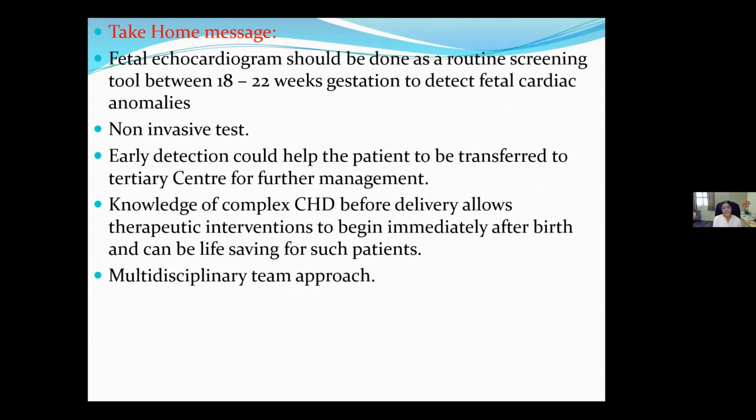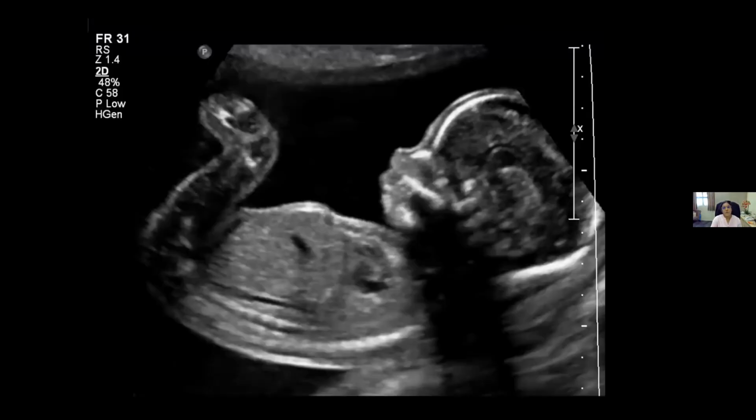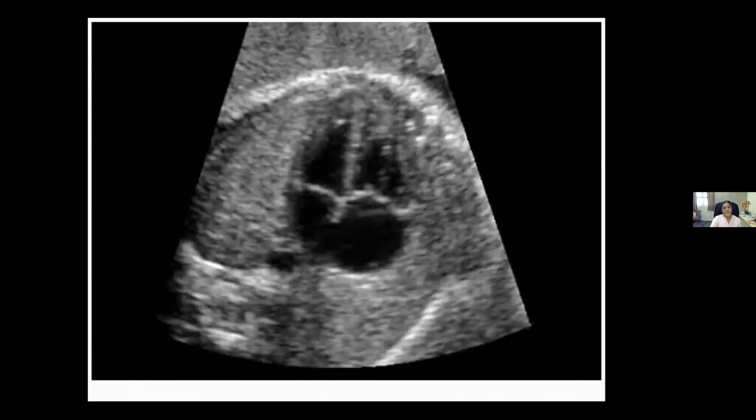And a multidisciplinary team approach is very essential in the management and better outcome of these babies. This is how we do a fetal echo. Actually, the baby should be in a mid-sagittal position with the fetal heart facing up, and the baby should be facing up as well. So this is the best position for doing a fetal echo.